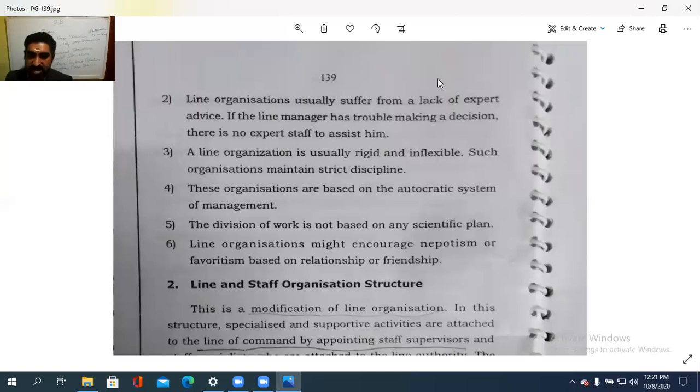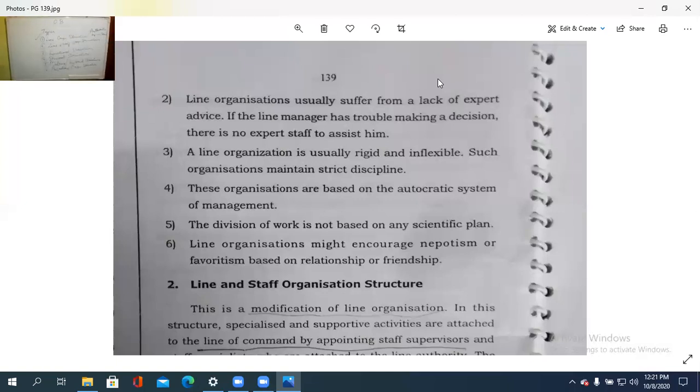And line organizations might encourage nepotism or favoritism based on relationship or friendship. If anybody is influencing the top level, maybe he will get some benefit like that. That is the thing. See, line organization may encourage favoritism based on friendship with the other members or the top level managers. So that is the case with the first one, the line organization structure.